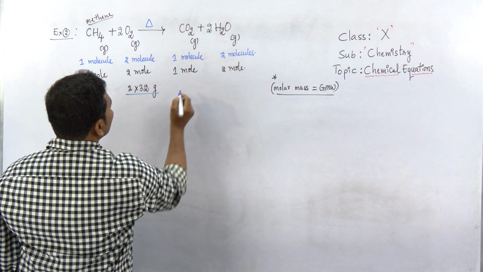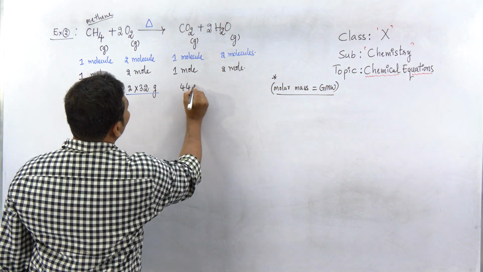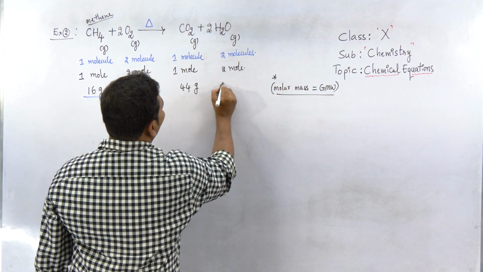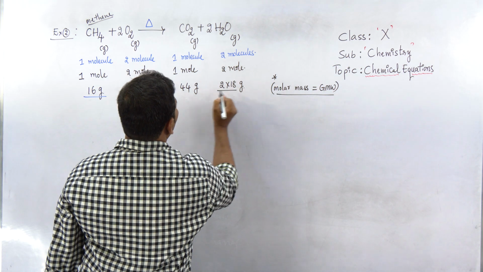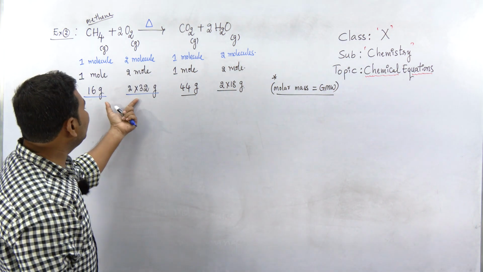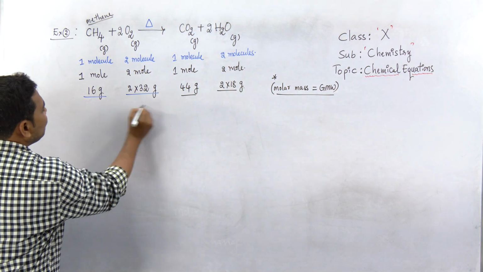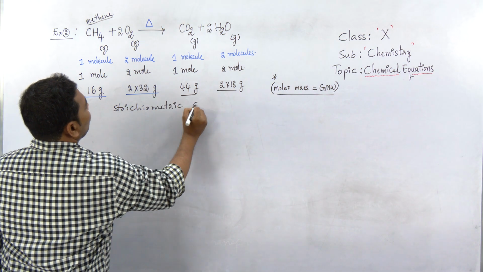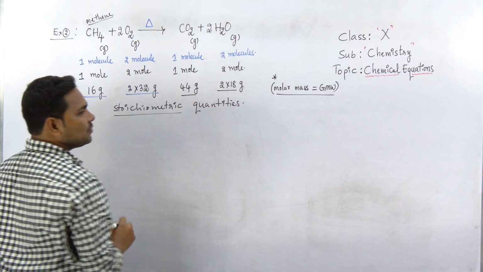And that produces what weight? 44 grams. 1 mole, right? 1 mole weighs equal to 1 gram molecular weight. 44 grams of carbon dioxide and 2 times 18 grams of water. 18 grams of water. These weights are called stoichiometric quantities. Stoichiometric quantities. So what is this word?